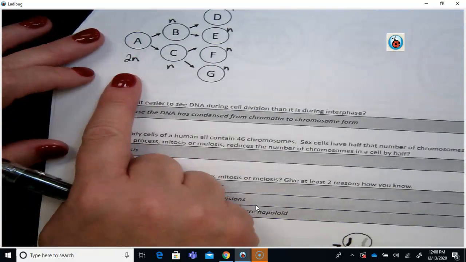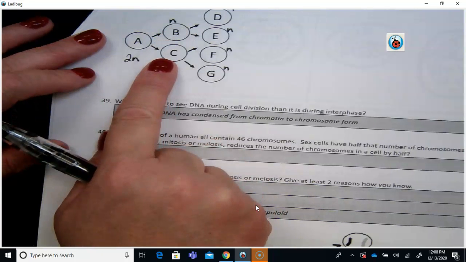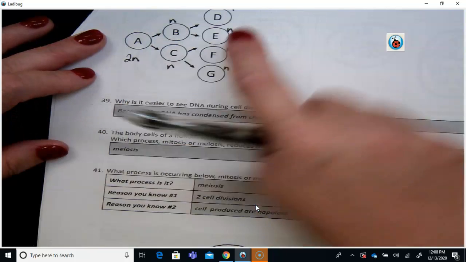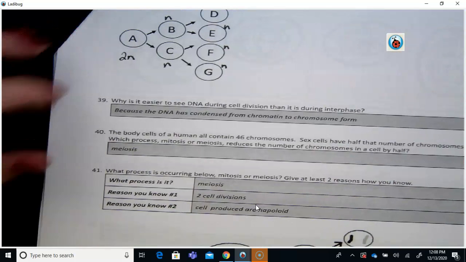When we look at the picture, this parent cell is diploid. Meiosis 1 happens to produce 2 haploid daughter cells. Meiosis 2 happens to produce 4 haploid daughter cells. These are either egg or sperm.